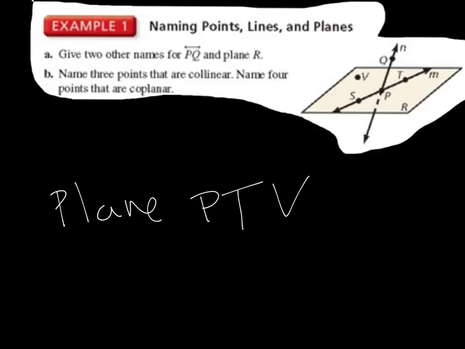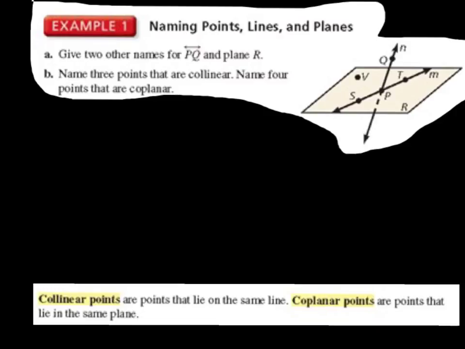Part B says name 3 points that are not collinear. Well, first you have to know what collinear is. What is collinear? And that's something we have not talked about. So collinear means that you have points that lie on the same line. So something that is collinear would be S and T. Do you notice they fall on the same line? These would be collinear points. Now another set would be Q and P because they lie on the same line.